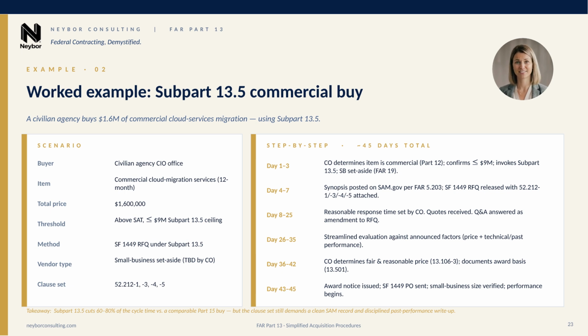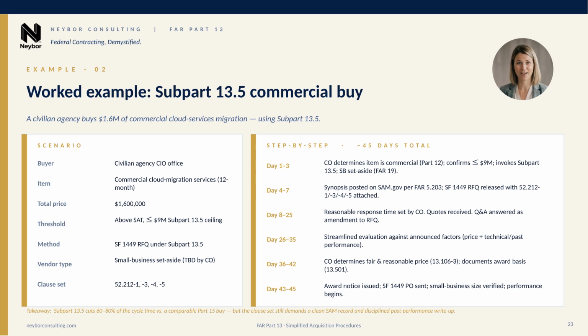On the right is the timing. Day 1 through 3, the contracting officer determines the item is commercial under Part 12, confirms it is under $9 million, invokes Subpart 13.5, and applies the FAR Part 19 small business set-aside. Day 4 through 7, the synopsis is posted on SAM.gov per FAR 5.203 and the SF-1449 RFQ is released with the 52.212 clauses attached.